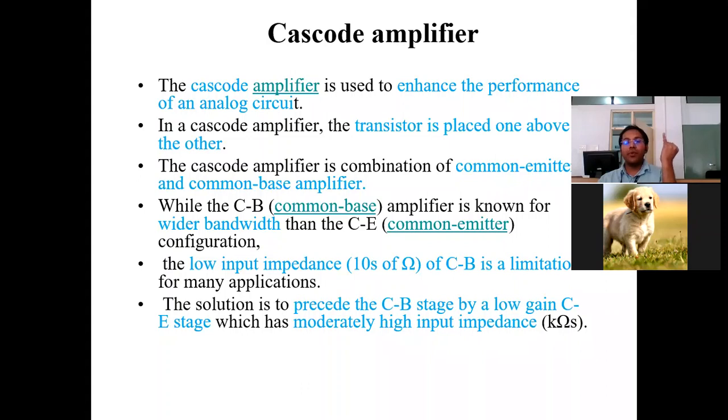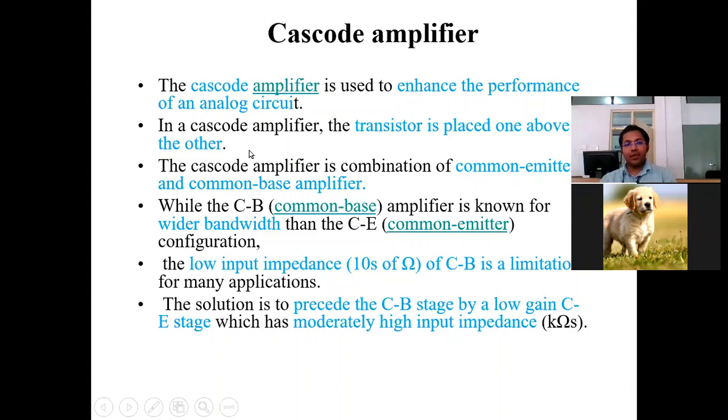For example, input impedance. What I want is not as per the requirement. It's not as per the application that I want. I want better input impedance. I want better output resistance. Then I go for cascode. Then in cascode amplifier, the transistor is placed one above the other.